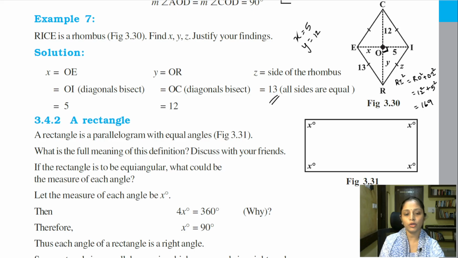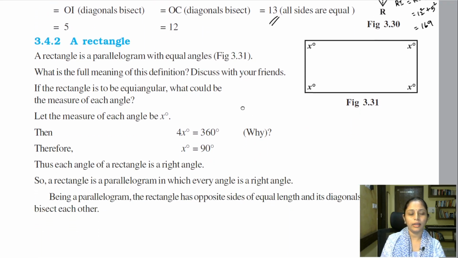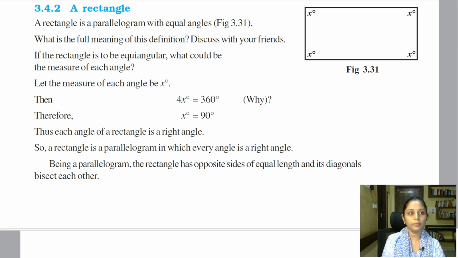Now, moving on to the next special case, it is a rectangle. What do we mean by a rectangle? Here, I can say that a rectangle is a quadrilateral with each angle equal to 90 degrees. If you start from a parallelogram, then the definition says it is a parallelogram with one angle as a right angle, or 90 degrees. If one angle in a parallelogram happens to be 90 degrees, then it becomes a rectangle.